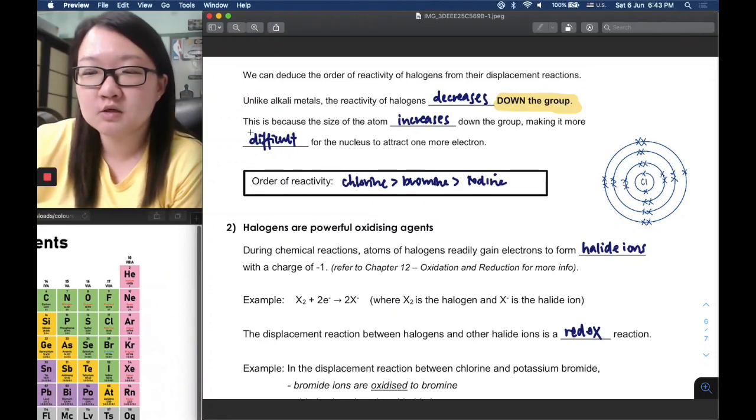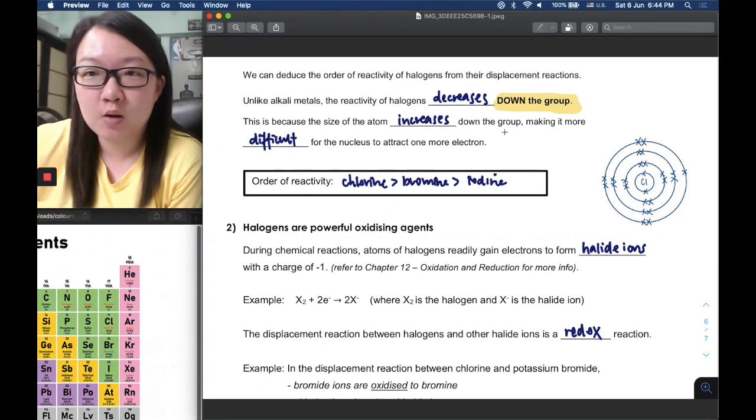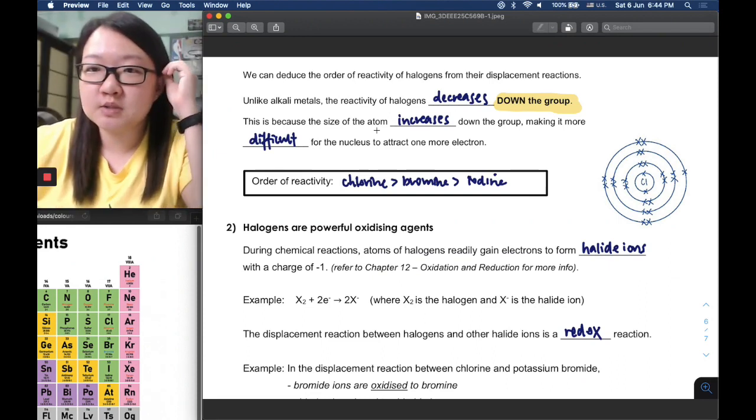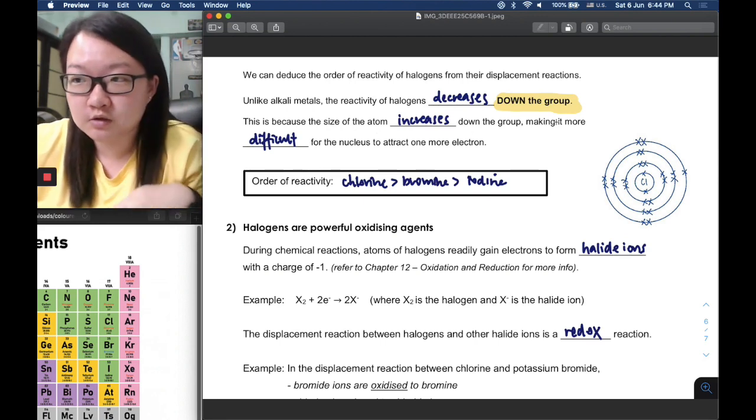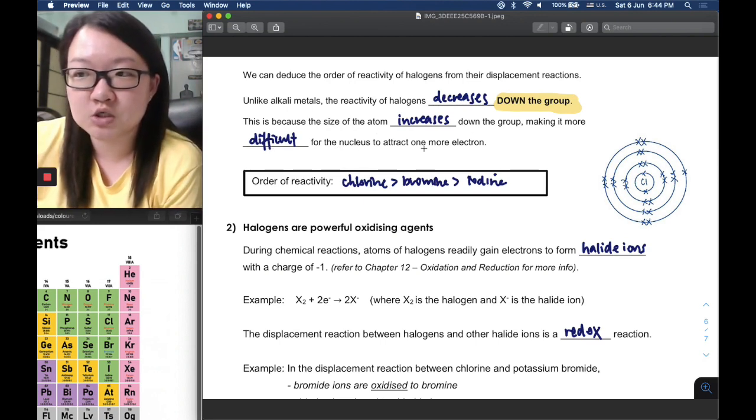So what is the reason? The reason is because the size of the atom increases down the group. This one we can understand fully, right? Because as you go down the group, there are more and more electron shells, so your atom increases in size. For group 7, the difference is that these elements are trying to gain one more electron, correct? So if the size of the atom increases, it becomes more difficult for the nucleus to attract one more electron, because the nucleus is positively charged because of your protons, and your electrons are all negatively charged, right?